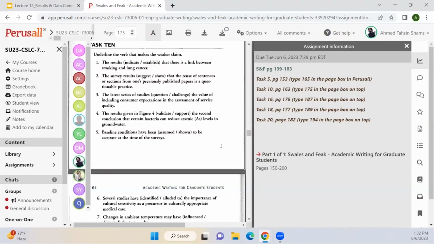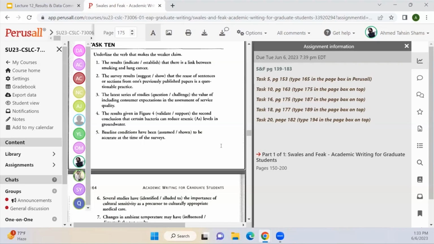The first one: indicate, correct. Establishes is boosting, not hedging. Number two: suggest compared to show. Yes, suggest is hedging. Number three, correct. Fourth, correct. Five: assume, correct. Awesome. Six: alluded is hedging. Identify will be a straightforward boosting. If you need to use boosting, it's not like you cannot use boosting, but this task is only to identify the hedging verbs.